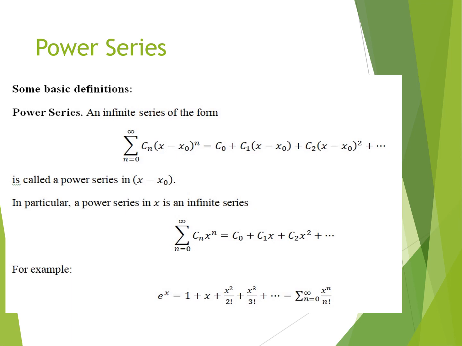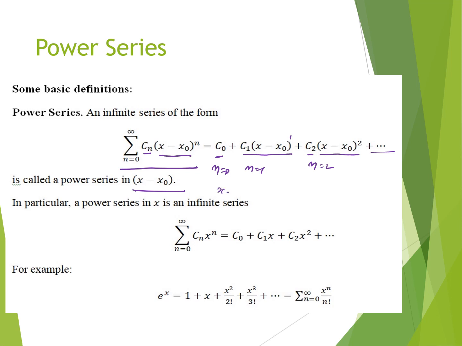Now, what is a power series? A series expressed in the form of this infinite series, summation n equals 0 to infinity, c_n (x minus x0) to the power n, is called a power series. For n equals 0 we have c0, when n is 1 we have c1 (x minus x0) to the power 1, when n is 2, c2 (x minus x0) to the power 2, and so on. So this is called a power series in x minus x0.